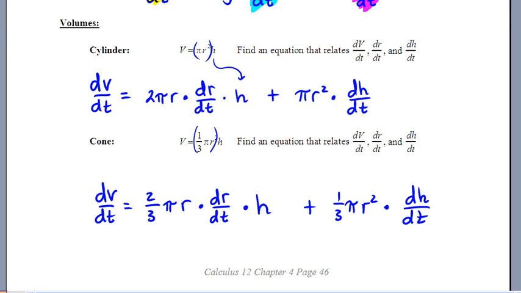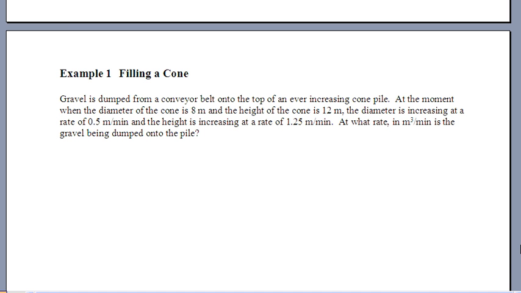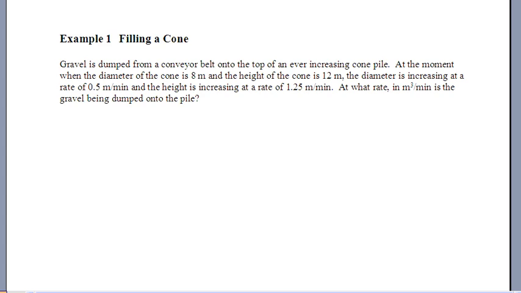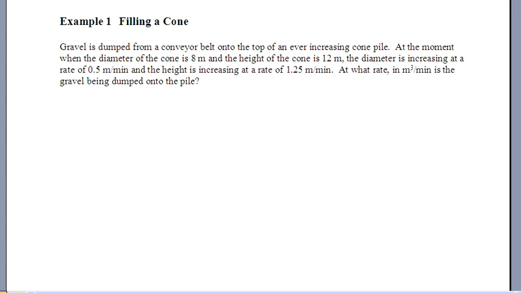Now let's go and give this a try with 3 examples. First one here, I'm going to fill up a cone full of gravel. That's some sort of gravel pit. It says, gravel is being dumped from a conveyor belt onto the top of an ever-increasing cone pile. At the moment when the diameter of the cone is 8 meters, the height of the cone is 12, the diameter is increasing at a rate of 0.5 meters per minute, height's increasing at 1.25. Lots of stuff going on here, and they want to know at what rate in meters cubed per minute is the gravel being dumped onto the pile.